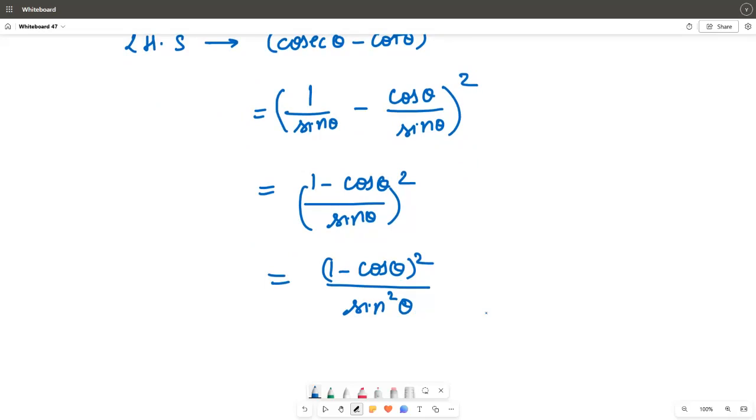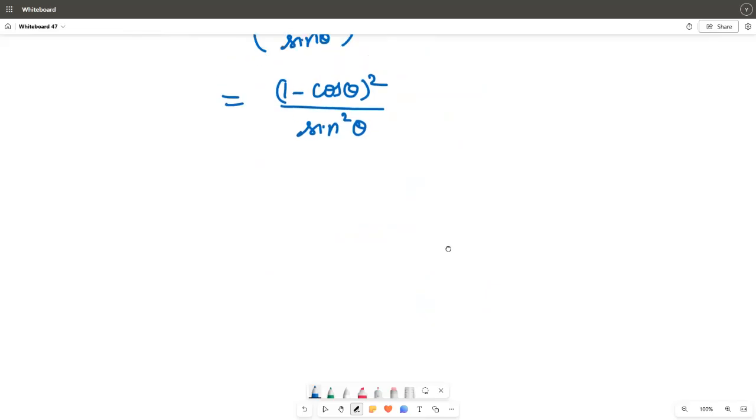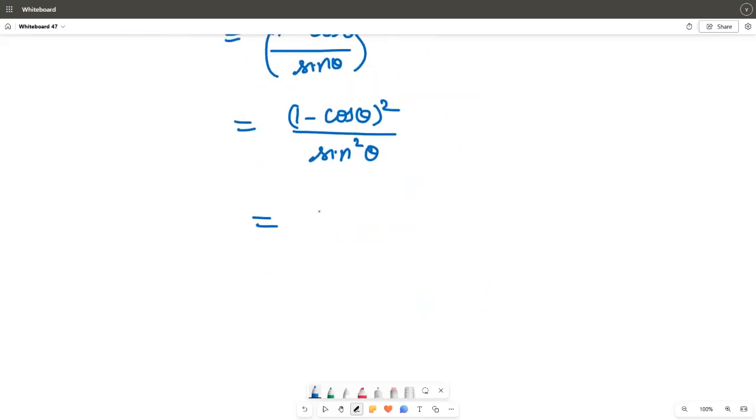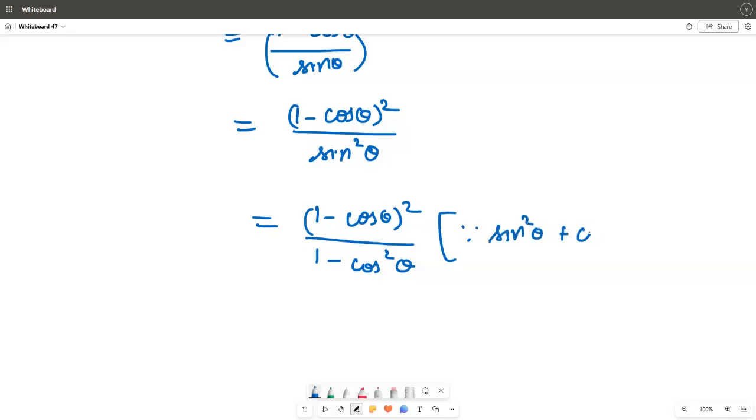We know that sine square theta plus cos square theta equal to 1, and that is why I'm going to substitute sine square theta. So I'm going to write it again: (1 minus cos theta) whole square, and I substitute sine square theta equal to 1 minus cos square theta, since sine square theta plus cos square theta is equal to 1. If I take cos square theta to the left hand side, sine square theta equals 1 minus cos square theta.